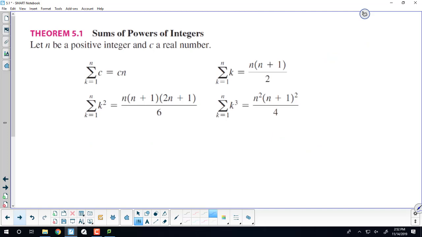So this theorem here is giving us 4 different formulas for summations. And maybe I'll number these.